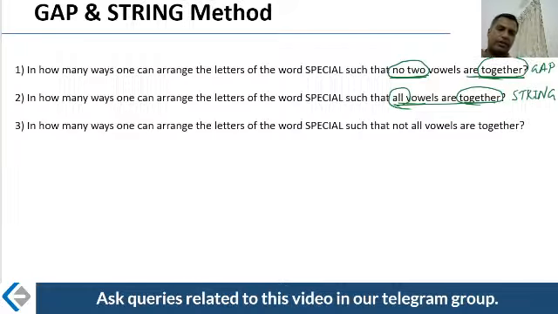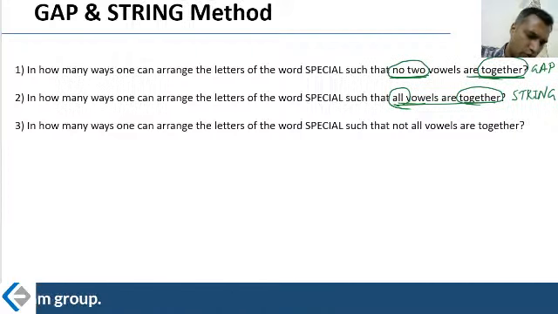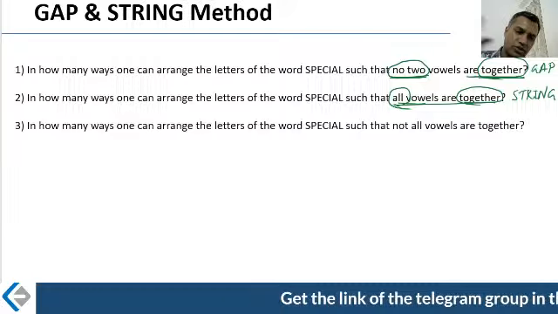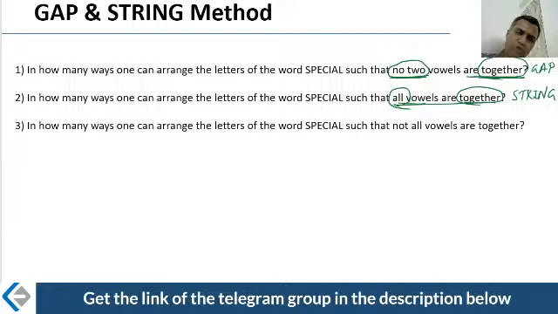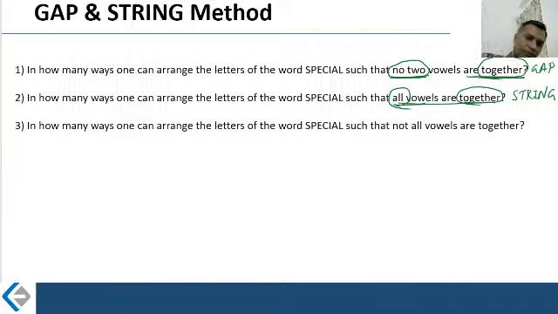Gap and string methods are technically learned somewhere towards the 10th standard, in some boards. Very good thoughts. Management entrance exams also use this thought so often, directly or indirectly in many ways. We'll see those ways later, but it's a very important thought. And what about the third one? It's a combination of both. We'll come to that later.